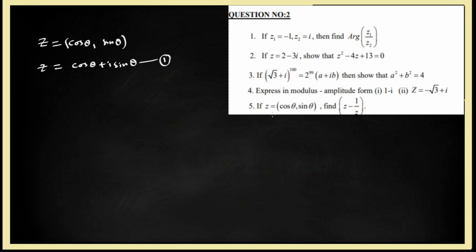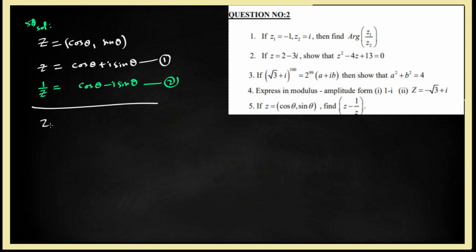Now the fifth question is, if z is cos theta comma sin theta, then find the value of z minus 1 by z. So first write the given. Fifth question solution: z is given as cos theta comma sin theta. So cos theta comma sin theta, we can write as cos theta plus i sin theta. Consider this as equation 1. Then its multiplicative inverse, that is 1 by z, is cos theta minus i sin theta. Okay, equation 2.